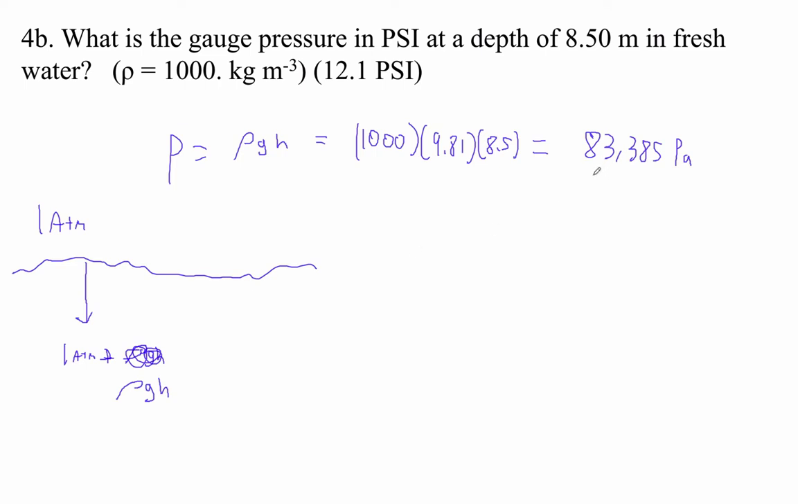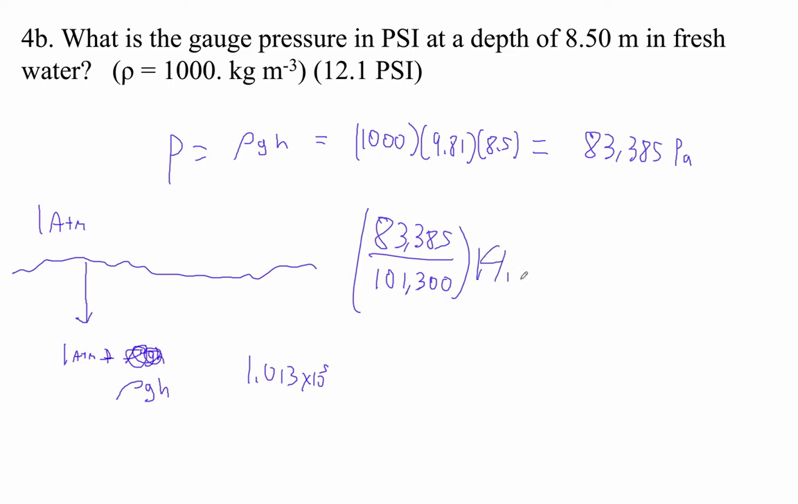And now we need to convert that into PSI. So I guess what we do is we turn it into atmospheres first. 83,385 divided by 101,300. This is 1.013 times 10 to the 5th, right? So that is how many atmospheres we have, and then we multiply by 14.7 because that's how many PSI there are in an atmosphere. So divided by 101,300. It's 0.82 atmospheres, by the way, times 14.7, and that's 12.1.